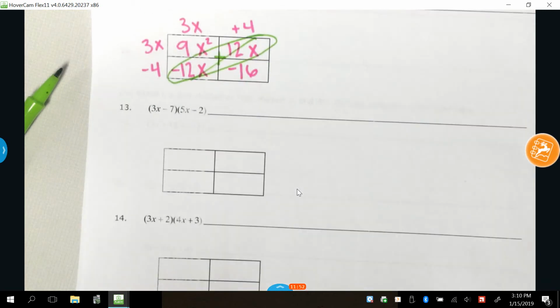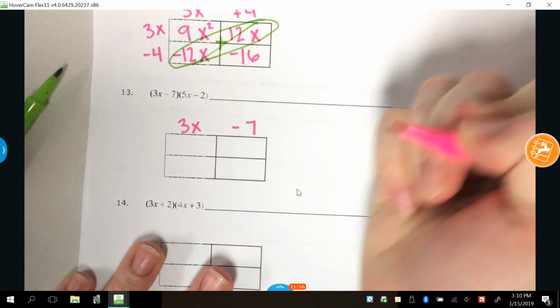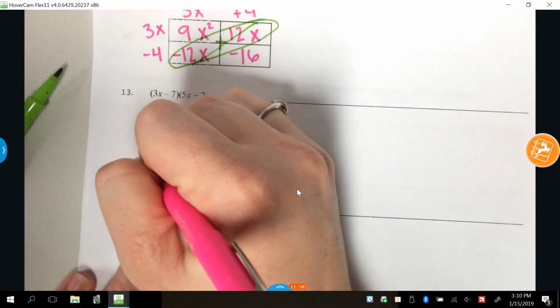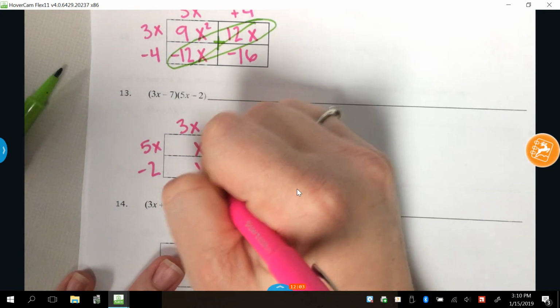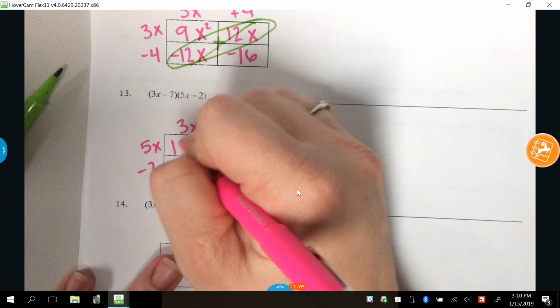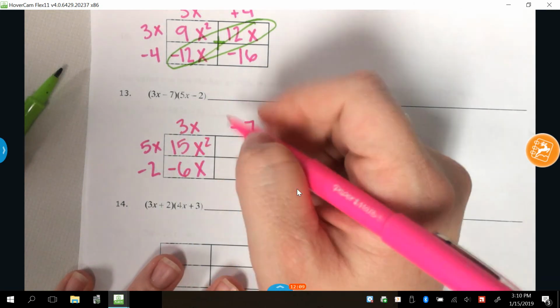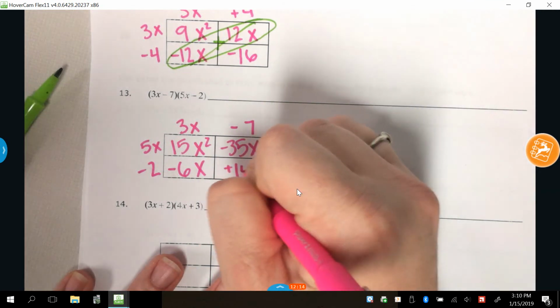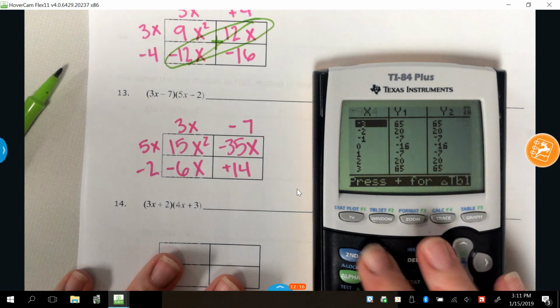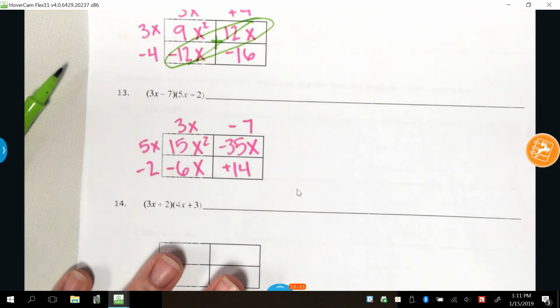Sorry, guys. Okay, here we have 3x minus 7, or negative 7, 5x, and a negative 2. X squared, x. 3 times 5 is 15. 3 times negative 2 is negative 6. 5 times negative 7 is negative 35. And negative 7 times negative 2 is positive 14. Again, if you struggle with that, 5 times negative 7 gives you negative 35. 3 times negative 2 gives you negative 6. So use your calculator.